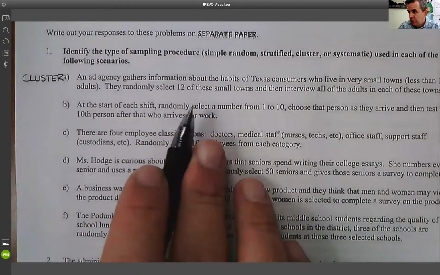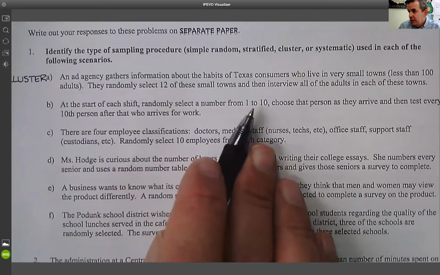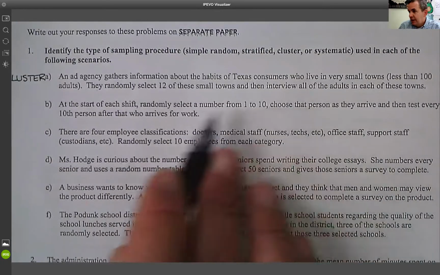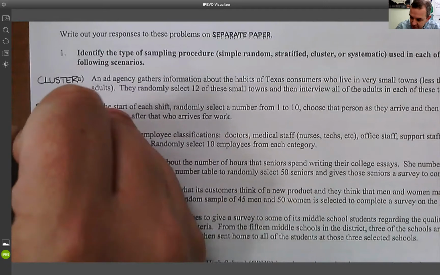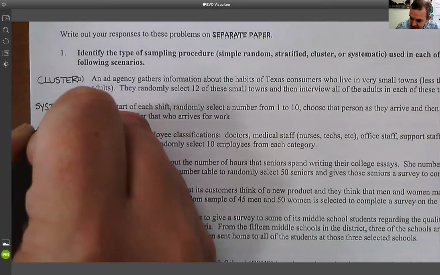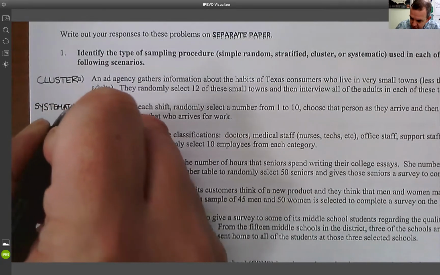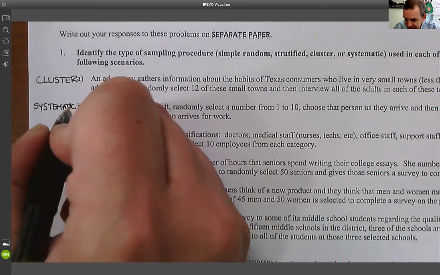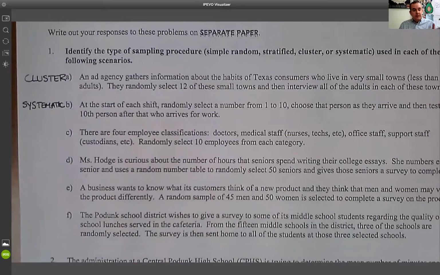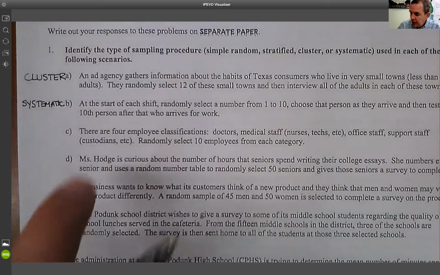At the start of each shift, randomly select a number from 1 to 10, choose that person as they arrive, and then test every 10th person after that. That's systematic. What systematic is, is when you pick a random starting point and then you keep a regular interval after that. So every 10th person, that would be systematic. The first person selected is random. Everyone after that follows off that first random person.